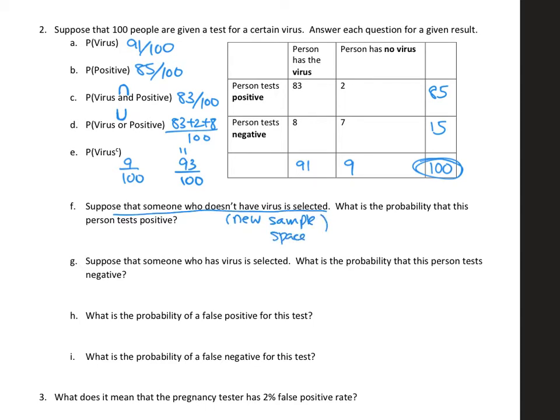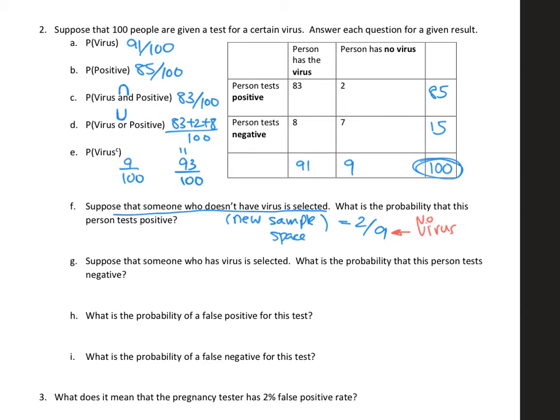And then it says, what is the probability that this person tested positive? So basically what we're doing is just looking at the people who do not have the virus. Out of these, what's the probability that this person tests positive? Oh, there are 2 people right here. So my answer is 2 out of 9. Notice that it's not out of 100, because here I'm looking at only people who do not have the virus. That's why it's going to be 9.